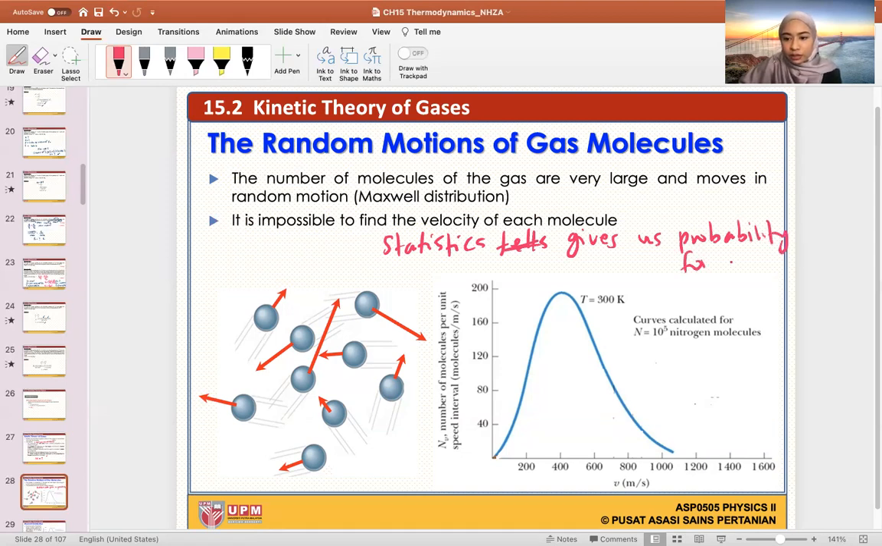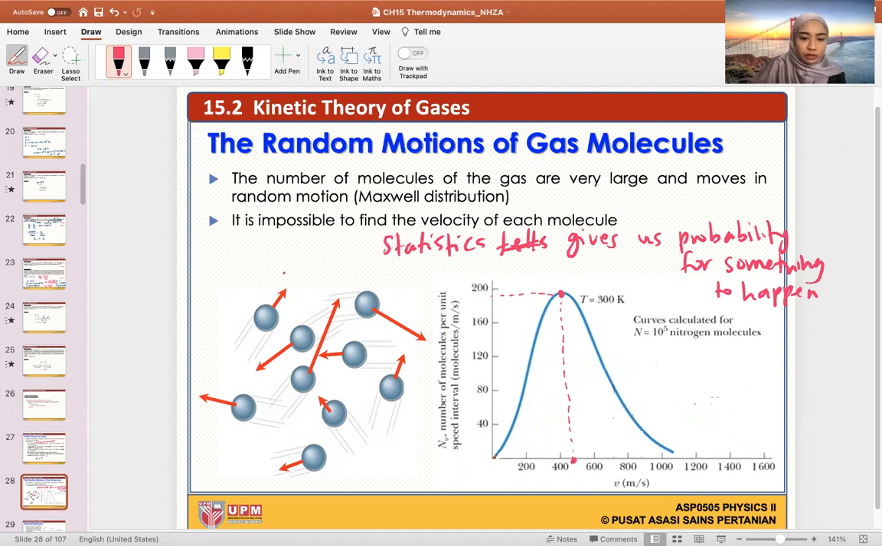Probability for something to happen. Okay, so here, if we look at this graph, we see that the velocity at 500 meter per second is the highest, which means that the number of molecules in a gas system, most of them will be at this speed.